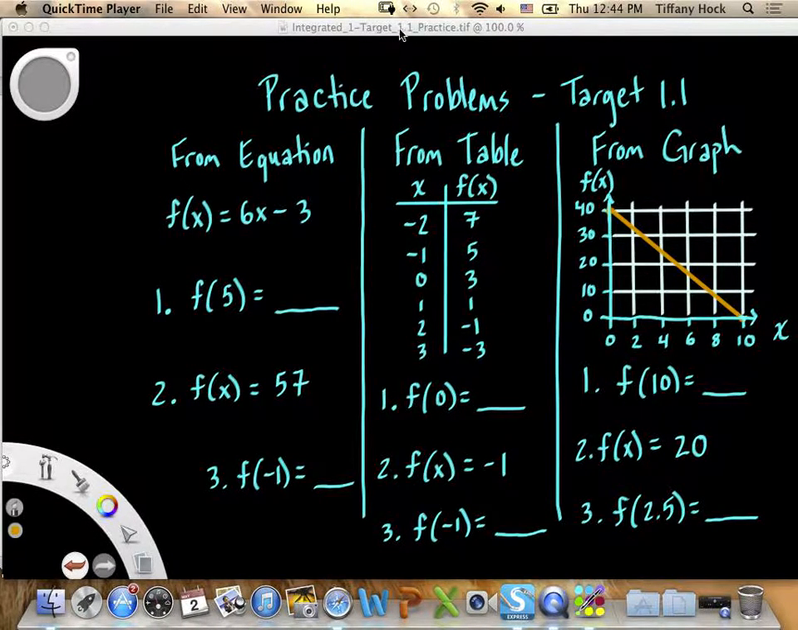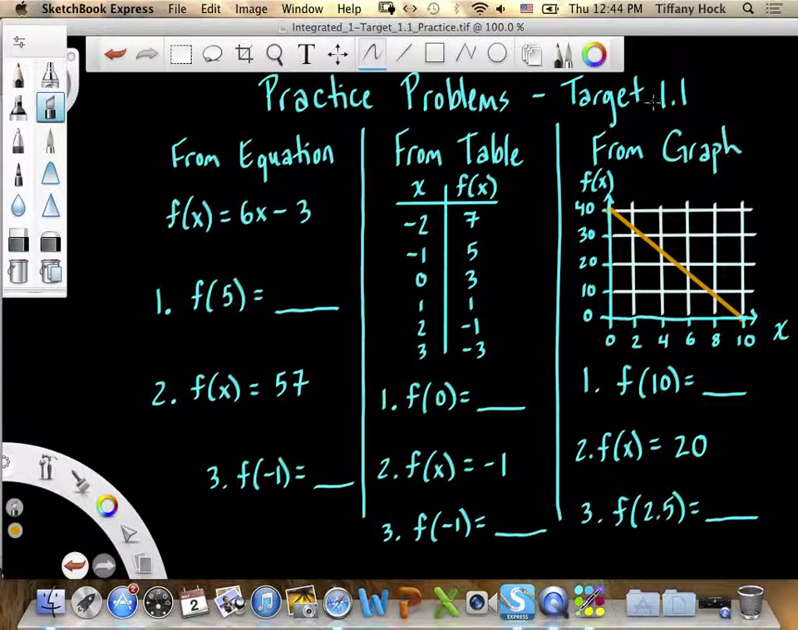Okay, so this section is going to be the practice problems for Target 1.1. Remember, you need to have watched the intro to Target 1.1 and the example problems before you do these. And you'll turn in the work for the example problems, and then your work for the practice problems, and then finally the Target earn back questions, which will come at the end of this video.